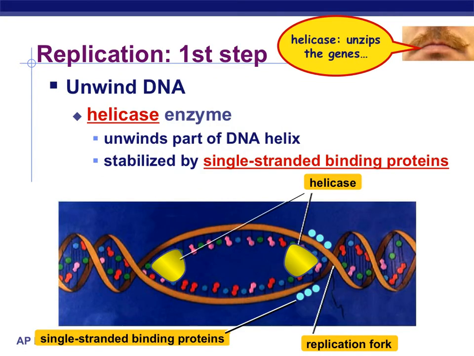So again, the first step is the unwinding of the DNA. The main player here, an enzyme you need to know that does that, is helicase. It unwinds this DNA helix. It's shown here in yellow. Now that helicase unzips the two sides, and those sides are then stabilized by what are called single-stranded binding proteins. They're basically what hold open the replication fork.